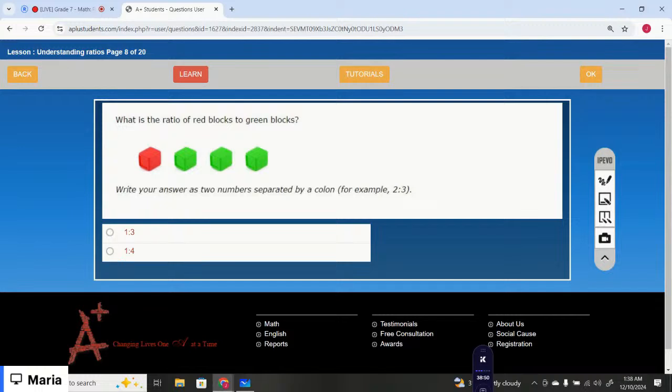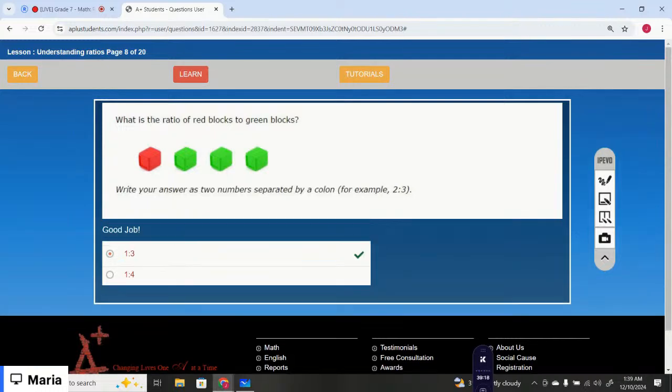What is the ratio of the red blocks to green blocks? Which is the correct option? That is 1 to 3. Option number 1 is the correct option.